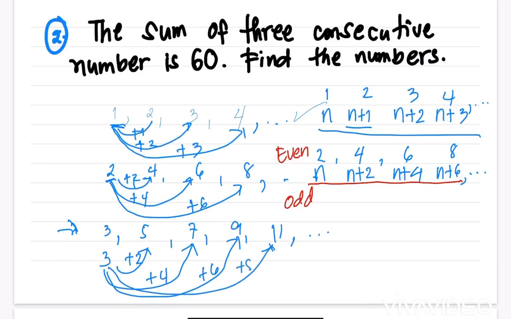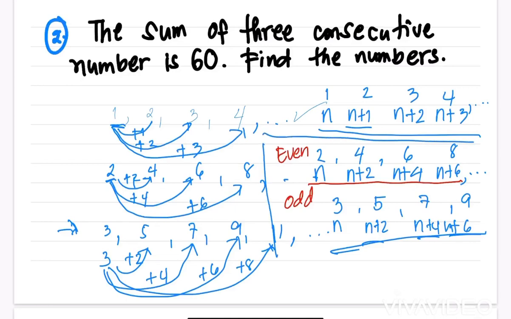So plus 8. So, if n is equal to 3, in order to get the next number, which is 5, we will add 2. In order to get 7, we need to add 4. In order to get 9, we need to add 6. So, this is the representation of odd consecutive numbers, which is actually the same with even. So both of them have the same representation.